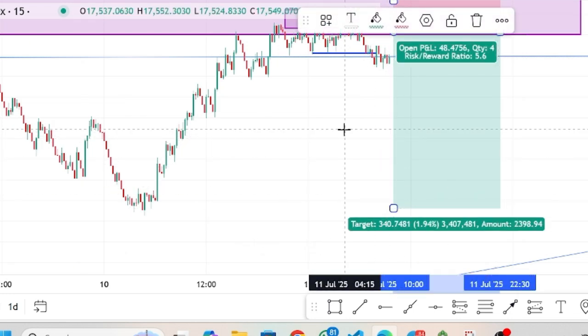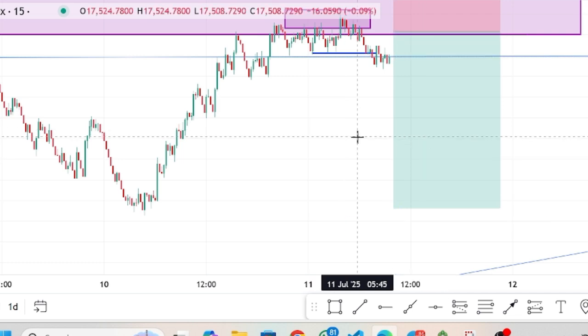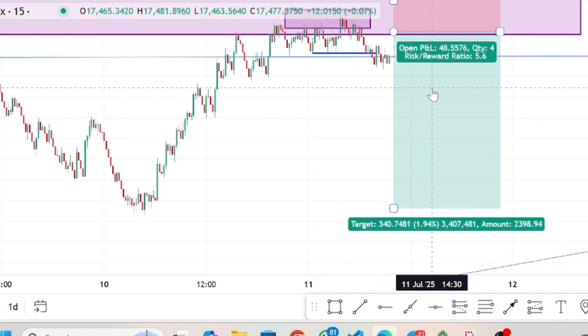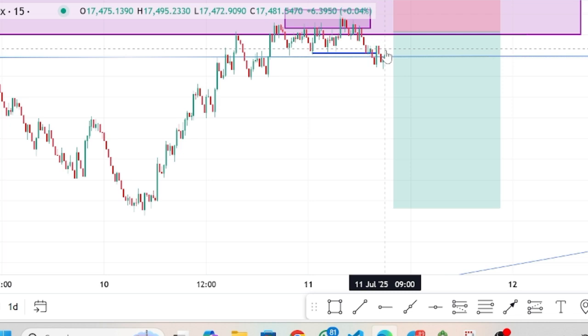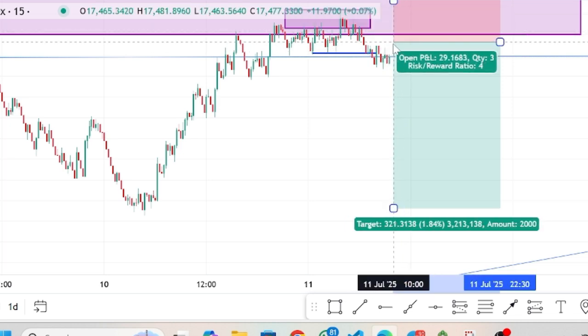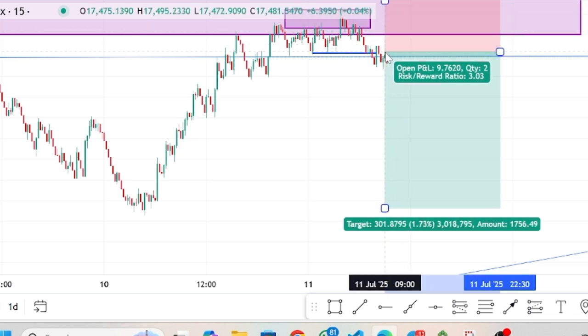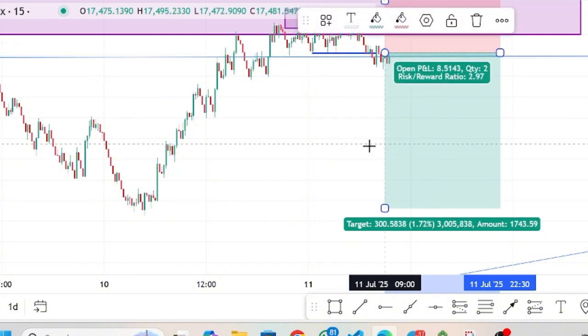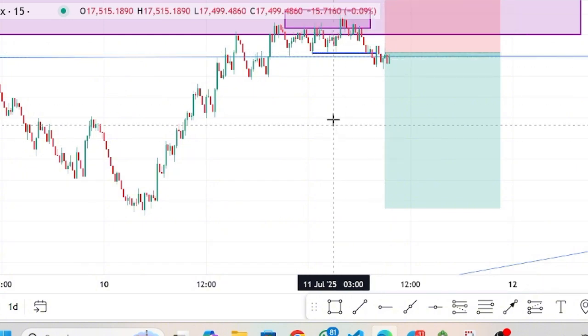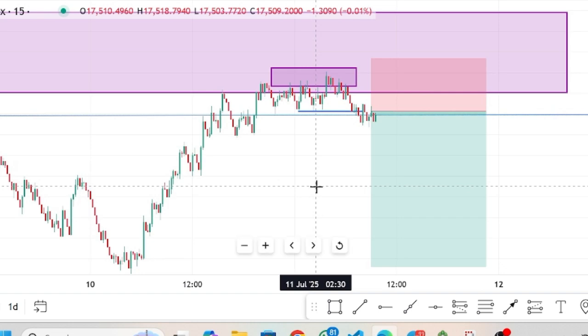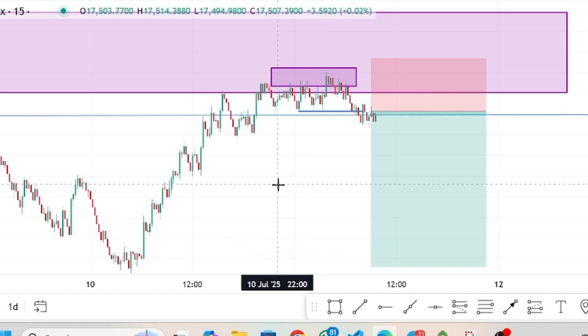But in case we miss the actual first entry, the next entry should be this particular break and retest. Market came down here and we enter here. So at this current price we are good to go. At this current price, the SL still remains the same.